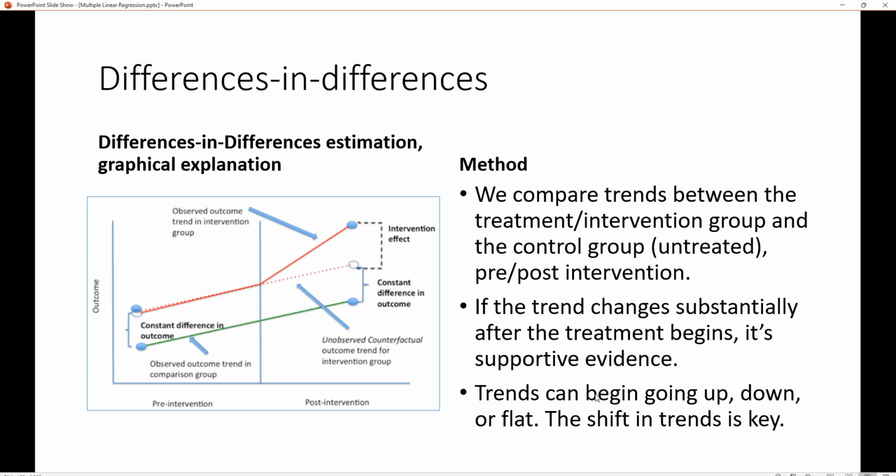Trends can begin going up, down, or flat. The shift in trends is key. So we have two lines going upwards in this graph, but sometimes, as we know, lower values are better. So if we had two trends going downward, that's okay. Or if they were flat prior to the intervention, we would again just look to see what the shift in trends is.